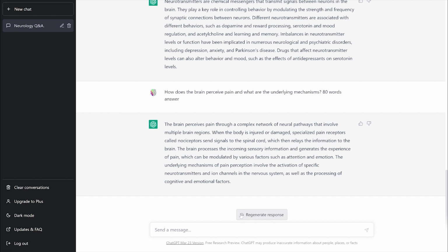Again, it's telling the correct answer, and well, we want this to be short, but it's a big topic, and as it said, it goes through a complex network of neural pathways. So there are different neural pathways used to send the information of pain to the brain, process it, and give some reaction to it.